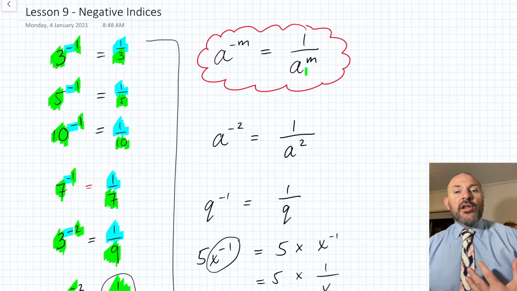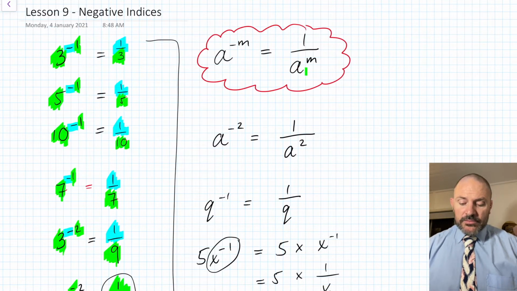Now, there's another way that I like to look at it, and I find particularly in this level, this makes it a bit easier.